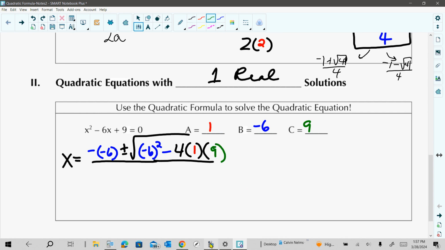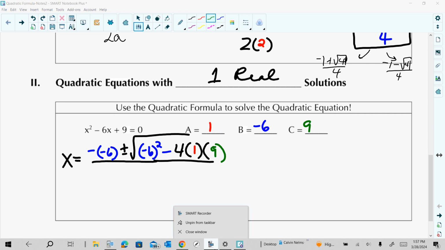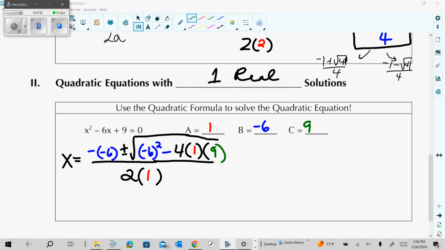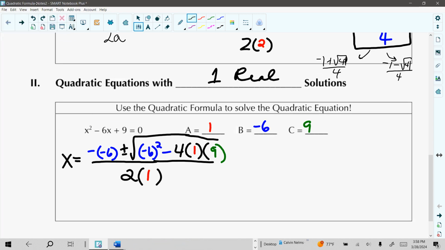Hold on just a second. Okay, so we had to finish this up. It was 2 times 1 here. I forgot to put that at the bottom. And now we are putting this in your calculator. I'll give you time to do that. Let's see what this turns into, because I'm going to rewrite it over here to the side. Let me get my pen so we can see what's happening here.